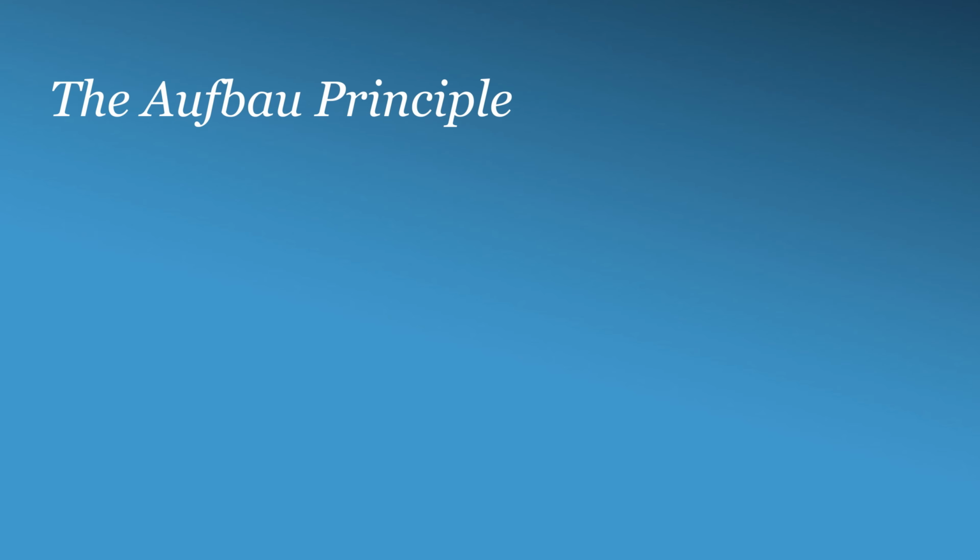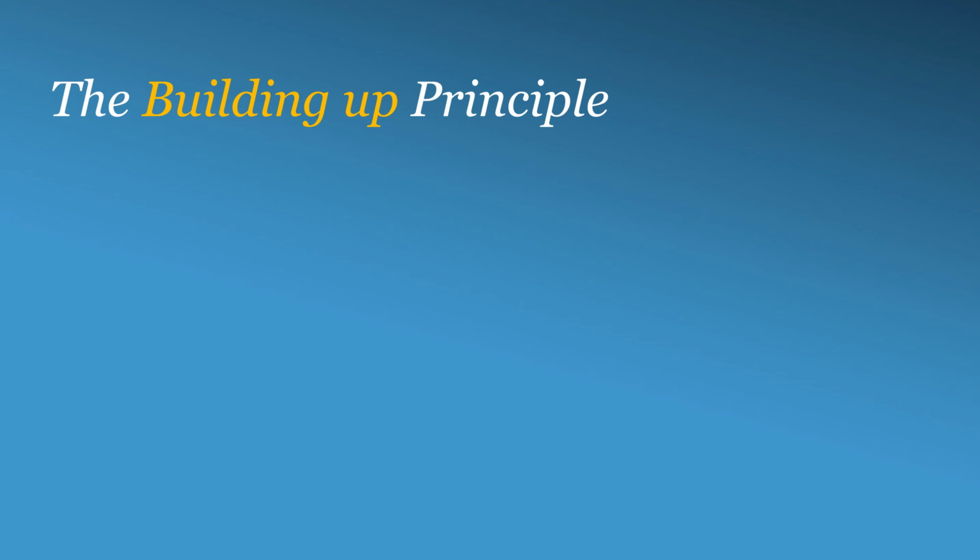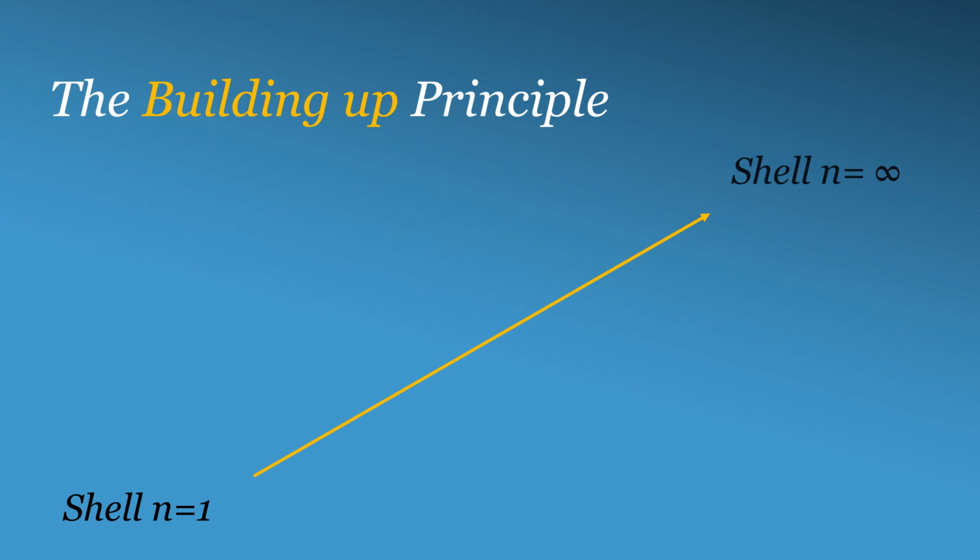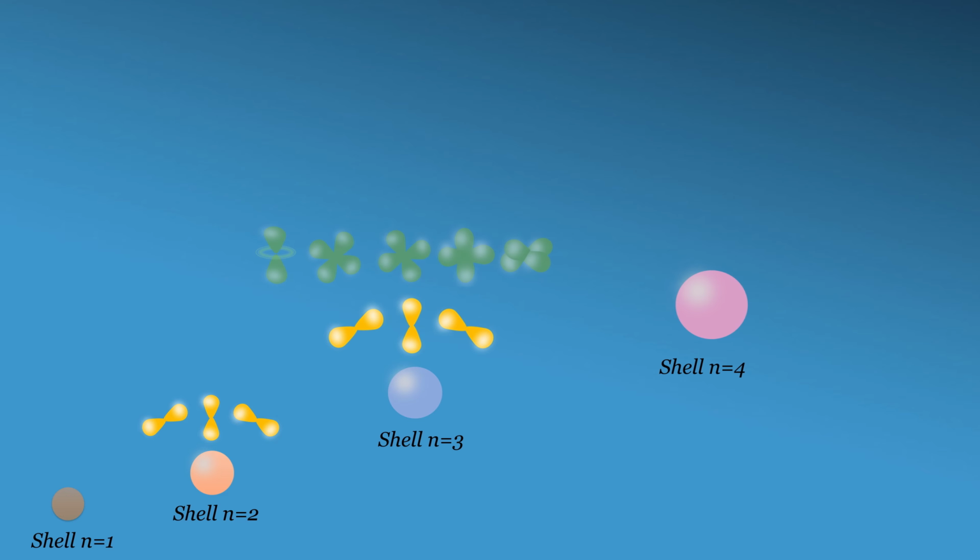First, we have the Aufbau principle. The term Aufbau comes from German, meaning building up. According to this principle, electrons fill orbitals starting from the lowest energy level to higher levels. In other words, each electron will occupy the most stable position available before moving to a higher energy level.